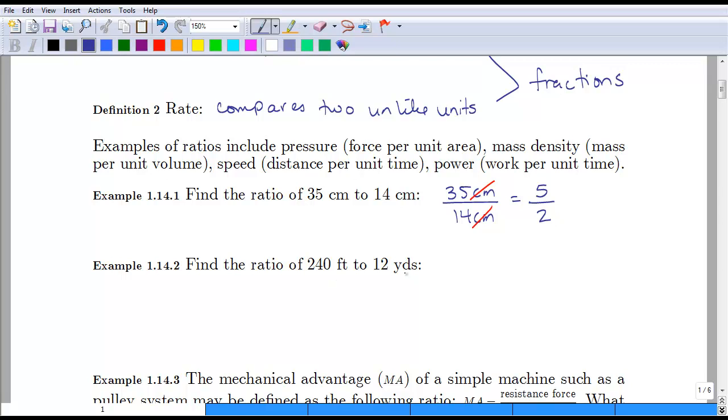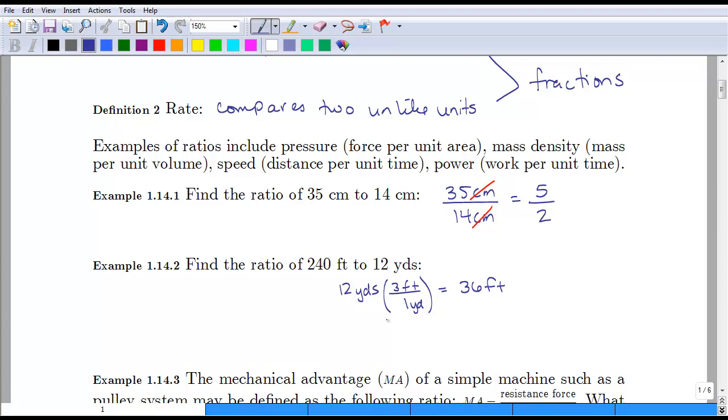This next example is a little different. You could use it as a rate, but technically these are both units of length, so we can convert one to the other. I'm going to convert the yards to feet. Now, if we know we have 12 yards, we know that there are 3 feet in 1 yard, and this is what is known as unit conversion or dimensional analysis, and we end up with 36 feet.